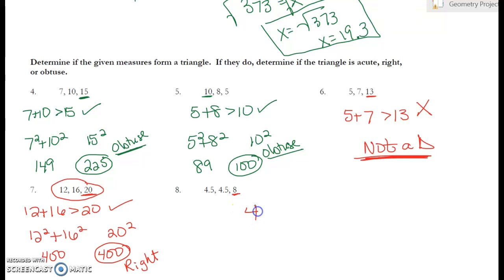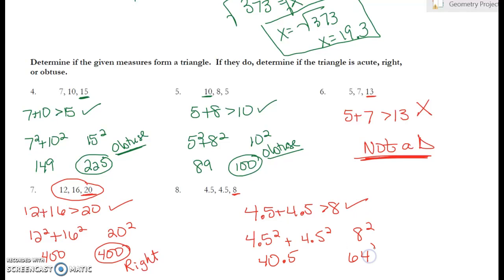Okay, here's my hypotenuse. Is 4.5 plus 4.5 greater than 8? And it is, because 4.5 plus 4.5 is 9. So now I'm going to square them. Okay, so 4.5 squared plus 4.5 squared is 40.5. And 8 squared is 64. My hypotenuse is big, so it's obtuse. If you notice you didn't get any acute, you do get an acute one, but they're harder to create, and so somehow you just got all obtuse.